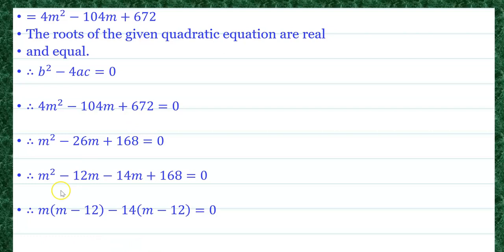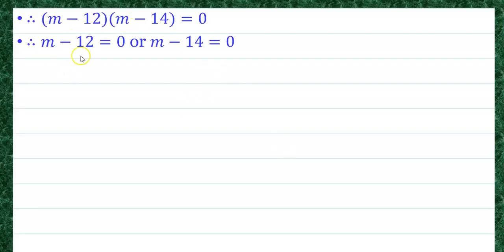This quadratic equation we simplified there. m minus 12 into m minus 14 is equals to 0. m minus 12 is equals to 0 or m minus 14 is equals to 0. m is equals to 12 or m is equals to 14.